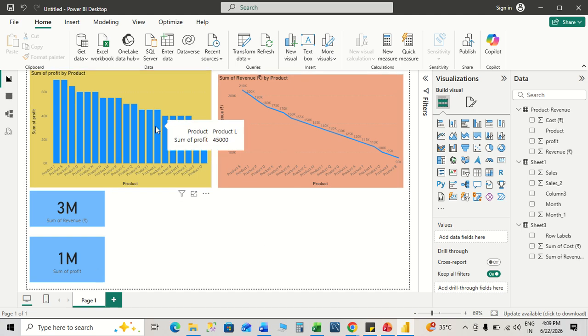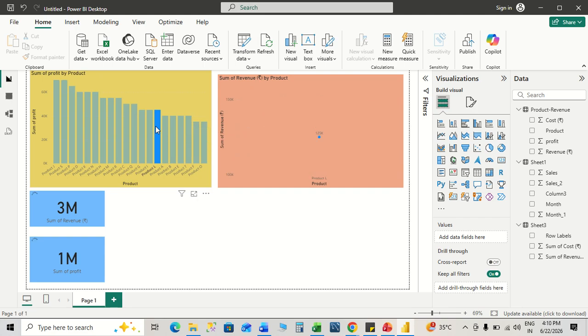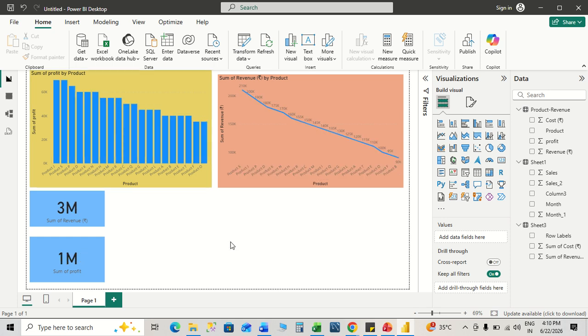Let's suppose if I choose this one, see, all the data are changed. 12,000 for this particular product. This is the revenue, this is the profit, and this is the point where they meet. So this way we can visualize the data. If you want to add something more for visualization, you can add it. So this way we can do financial analysis, profit, loss, budget, everything.